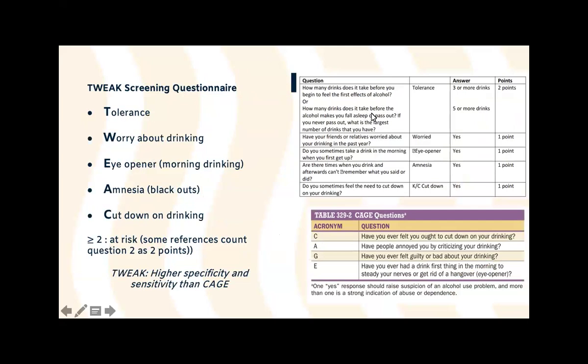and amnesia. For tolerance, you're asking, how many drinks does it take before you begin to feel the first effects of alcohol? And the other one is amnesia: are there times when you drink and afterwards you can't remember what you said or did? That's just another way of screening for whether there might be an issue.